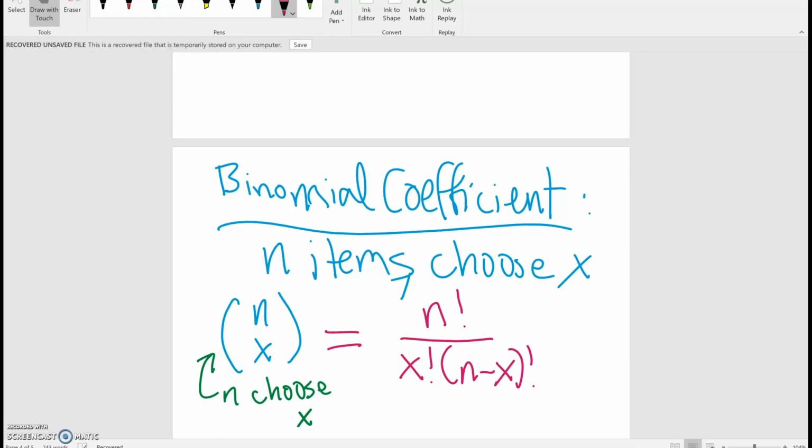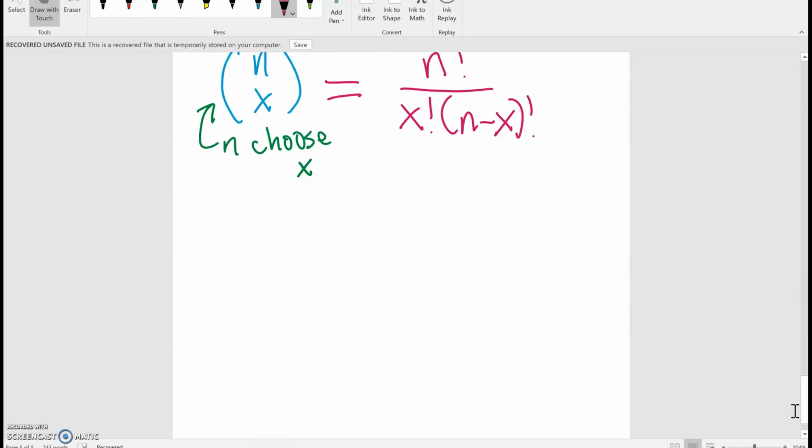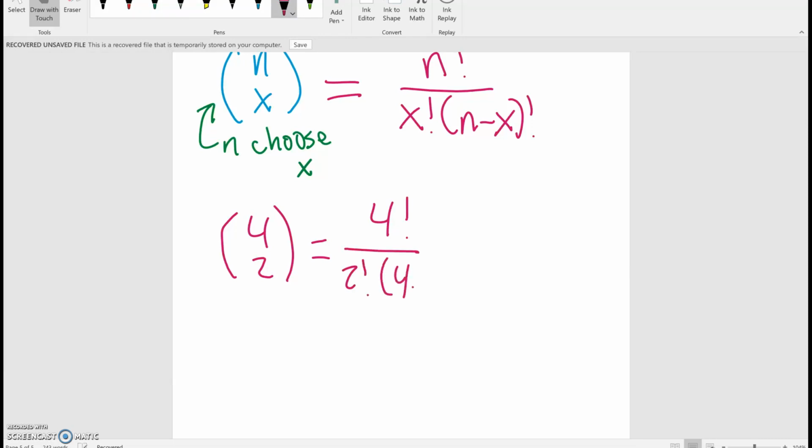Okay, so remember, let's go back to our problem. We wanted to choose 2 kittens from 4 kittens, right? Well, let's go ahead and plug it into this binomial coefficient. We know that n equals 4, so I'm going to plug in 4 factorial on top, divided by x, which in this case is 2 factorial, and 4 minus 2 factorial. So how do we solve that? Let's leave the top one by itself: 4 factorial. And then 4 minus 2 gives me 2, so I have 2 factorial on the bottom.